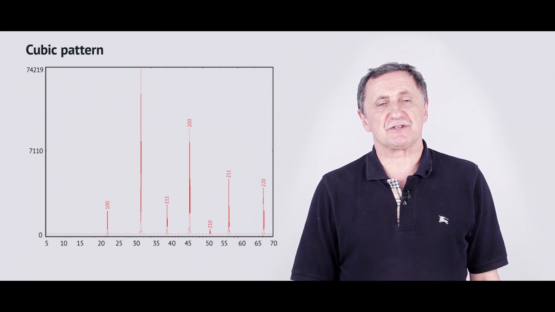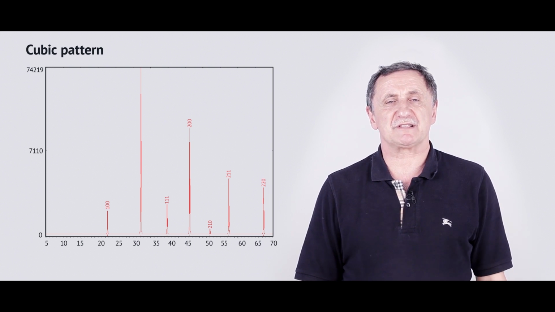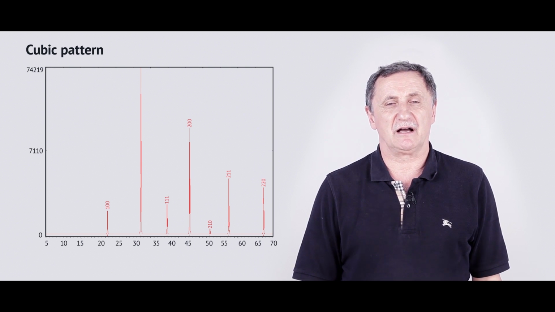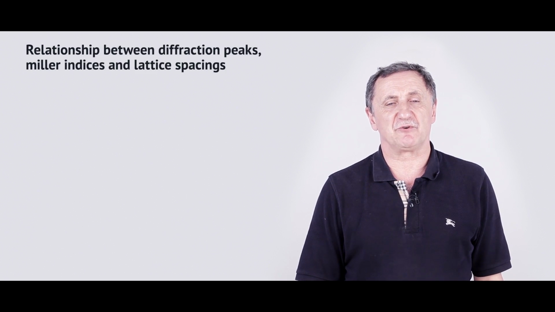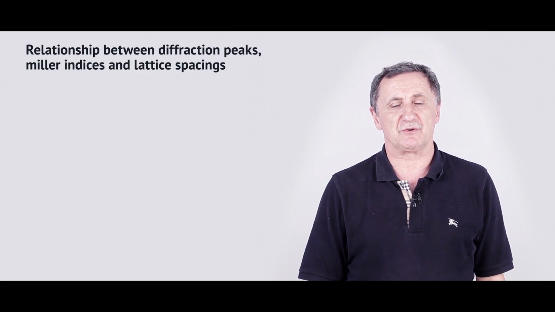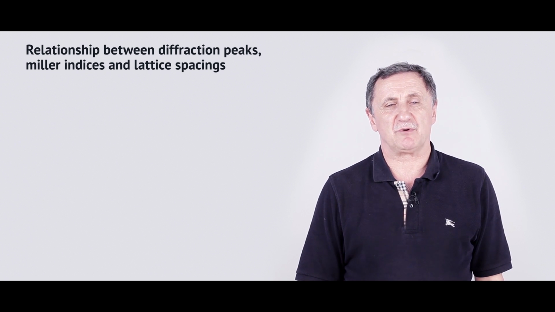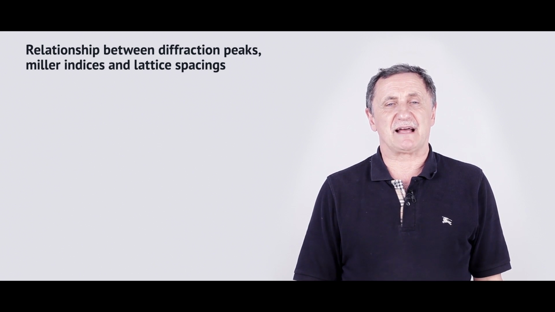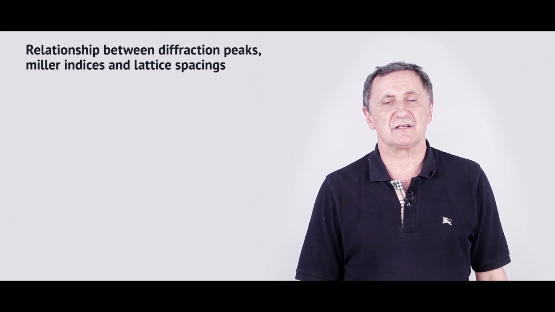So we can give you one example. For example, this is the XRD pattern for the primitive cubic cell, where you may say that the first peak corresponds to 100, the second peak corresponds to 110, the third peak corresponds to 111, and so on. So that's the so-called indexing of patterns.